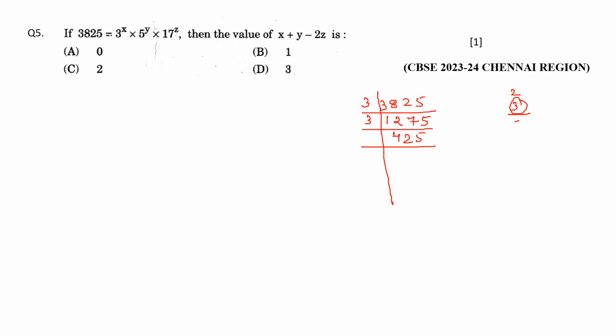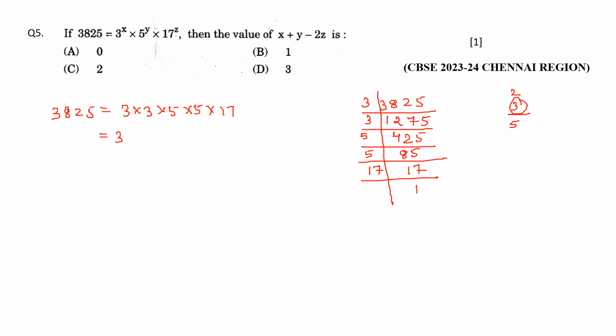So next prime number is 5. In 5 table, 5 8s are 40, 85 times. Again 5 table, so 5 times 17 is 85. Now 17 itself is a prime number, so 17 times 1. So from here I can write 3825 as 3 into 3 into 5 into 5 into 17.